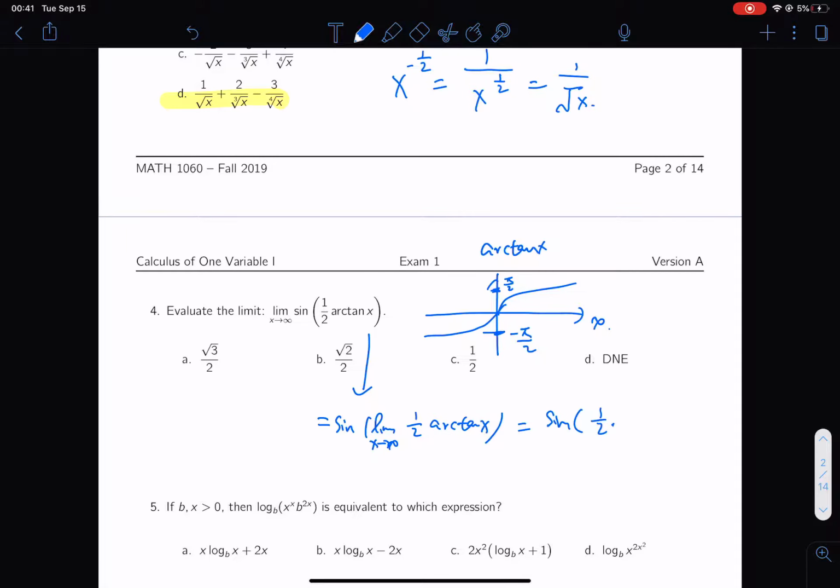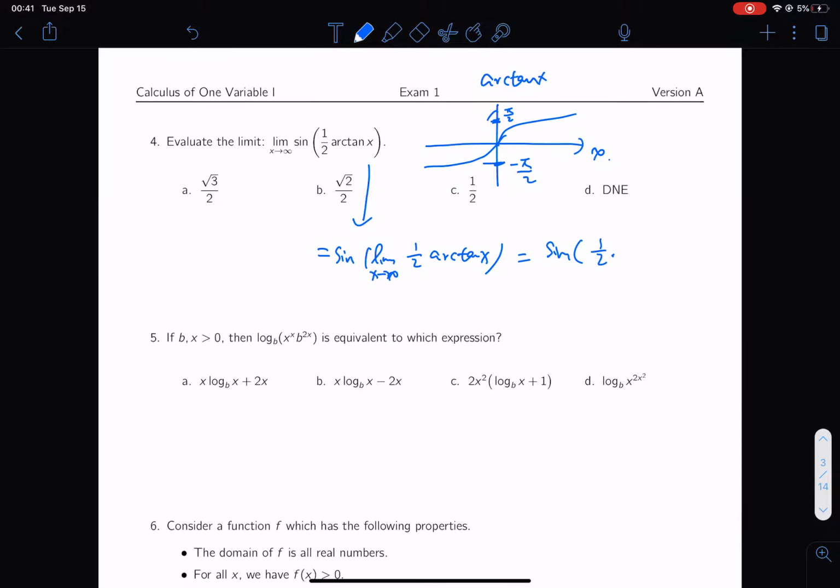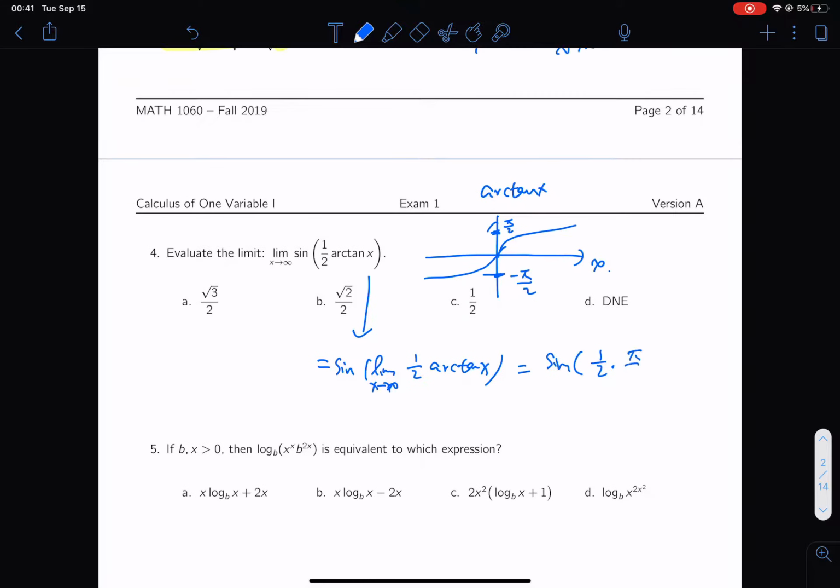So the inside one is just sine of 1 over 2 multiplied by pi over 2, which is sine of pi over 4. And sine of pi over 4 is the square root of 2 divided by 2, which is B.